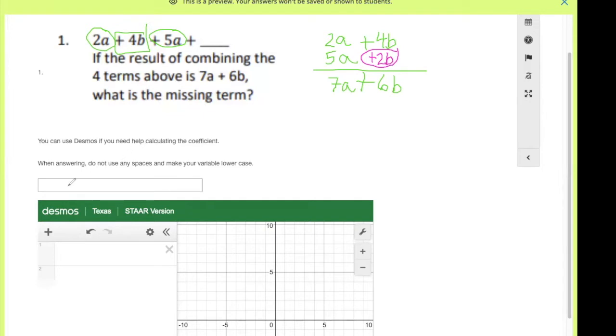To answer this, it says, when answering, do not use any spaces and make your variable lowercase. It's not asking you to type in this whole thing. All we want to know is what is the missing term. So we can come over to our answer box and just type 2b. No spaces, lowercase. Your answer should look just like this.